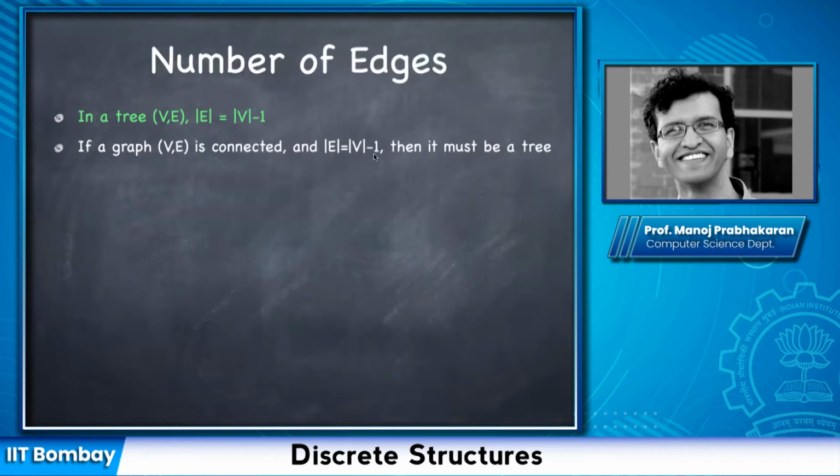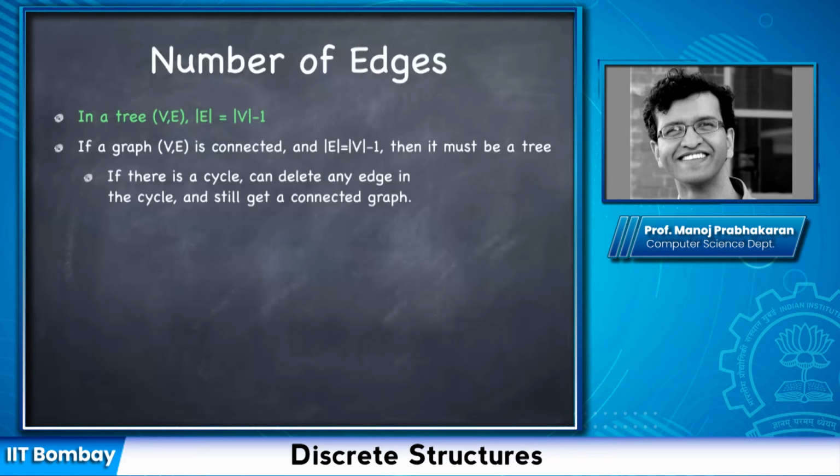So why is that the case? Suppose not. Suppose it was not a tree. So that means it's connected but not a tree, so it has to have a cycle. Okay, so somewhere in the graph there is a cycle. If that's the case, I can delete any edge in this cycle and keep the graph connected.